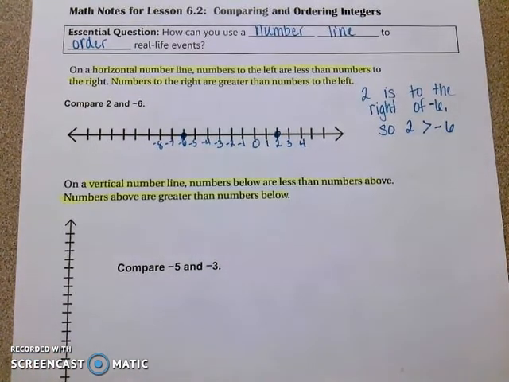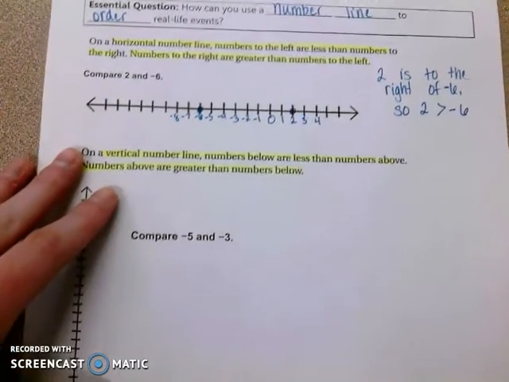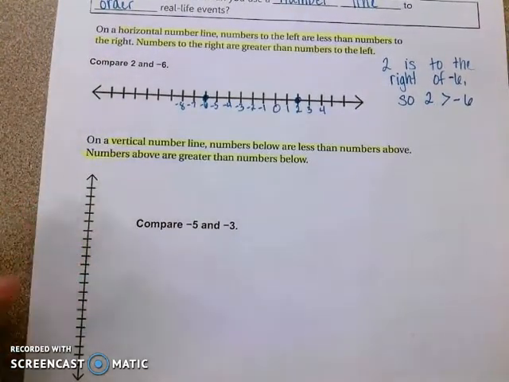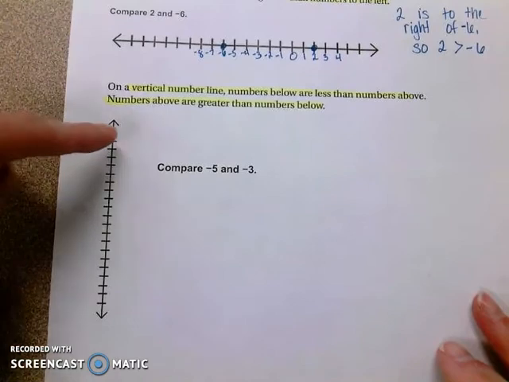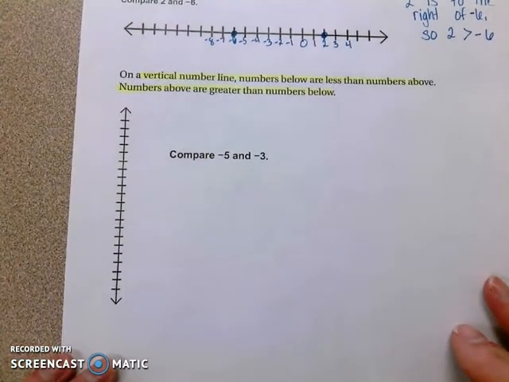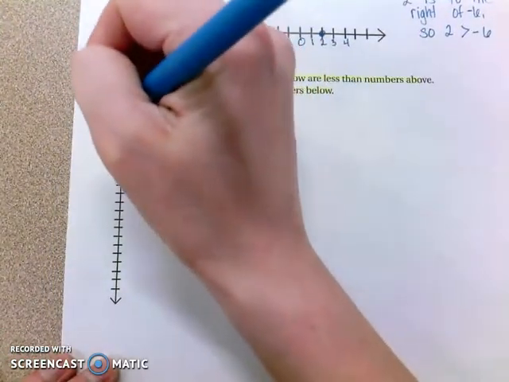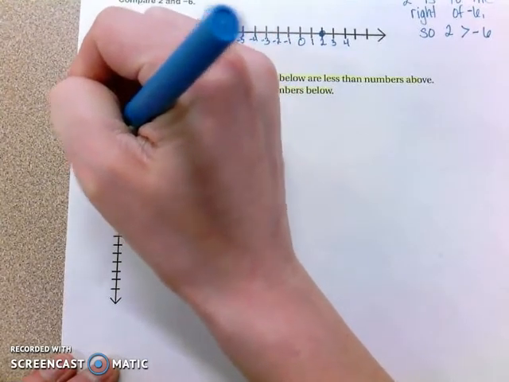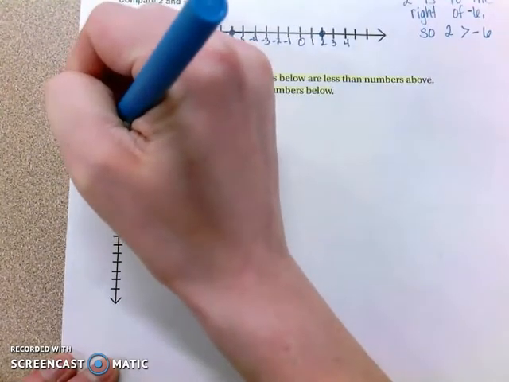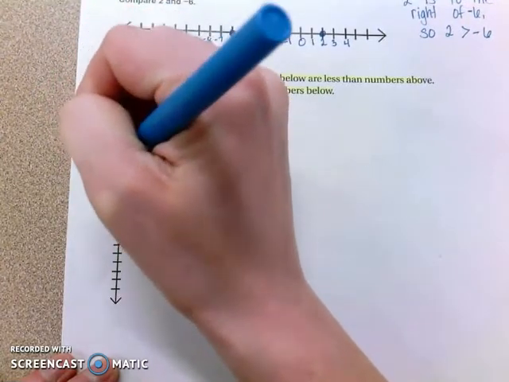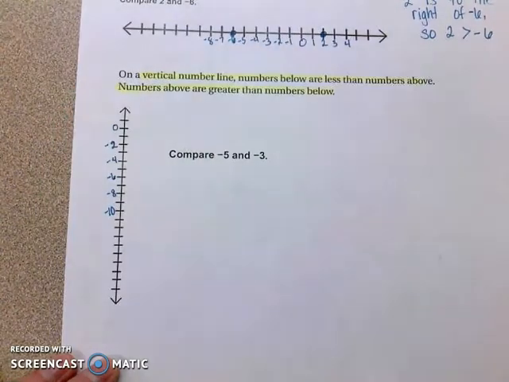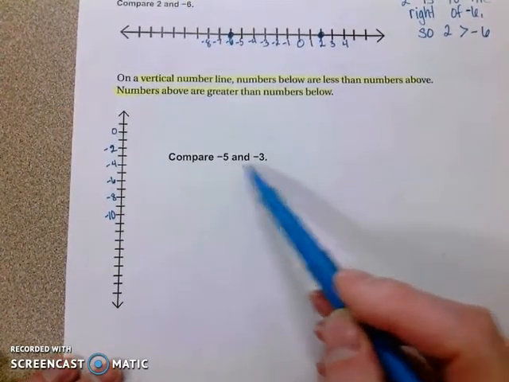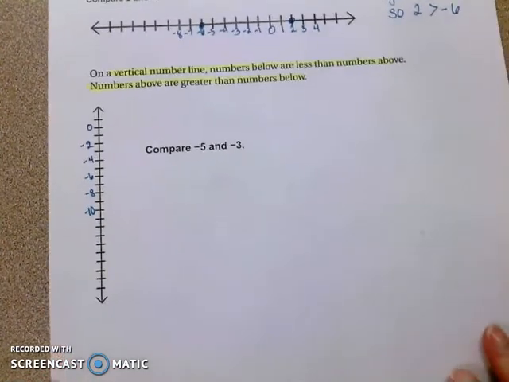We can do this on a vertical number line as well, but we know that the numbers below are less than the numbers above, and the numbers above are greater than numbers below. So it just kind of rotates over, but the same idea, because we have the 0 and then above and below. So if we're going to compare negative 5 and negative 3, again, I'm going to put my 0 up here. So there's my 0, negative 2, negative 3, negative 4, and so on. You'll notice I didn't include anything above 0, but I have 2 negative numbers, so I know I'm not going to graph anything above the 0.